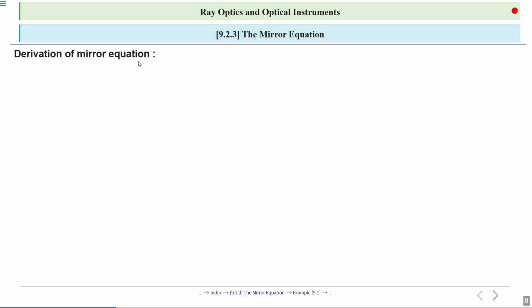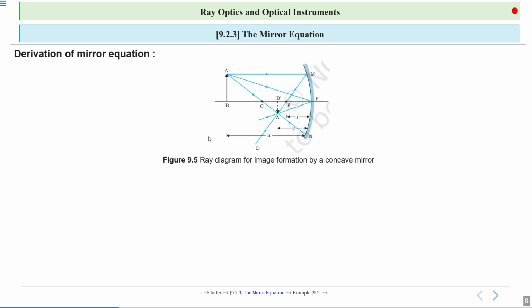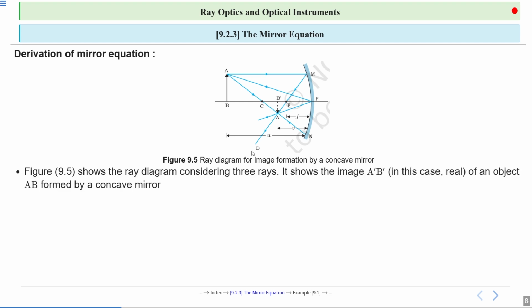So, derivation of mirror equation. Ray diagrams for image formation by a concave mirror. Figure 9.5 shows the ray diagram considering 3 rays. Which rays? One is parallel to the principal axis, one is striking on the pole, one is passing through the center of curvature. And after reflection, all these rays meet at one point.